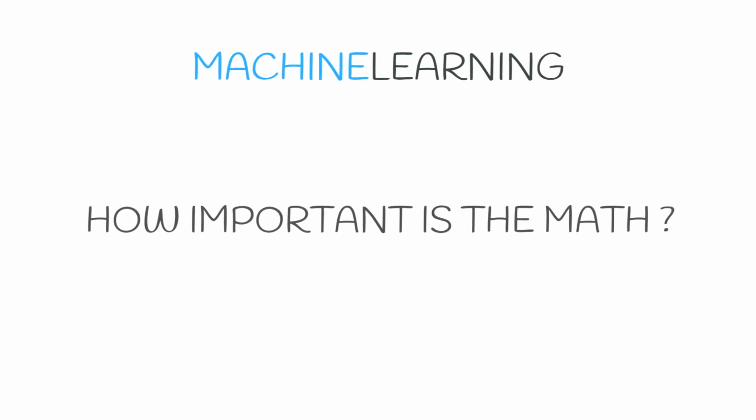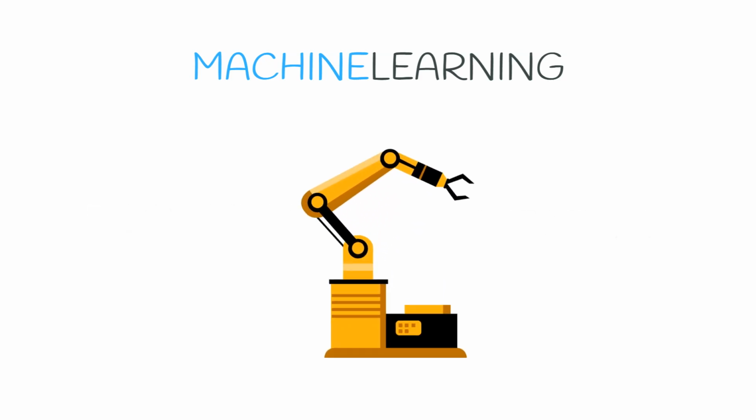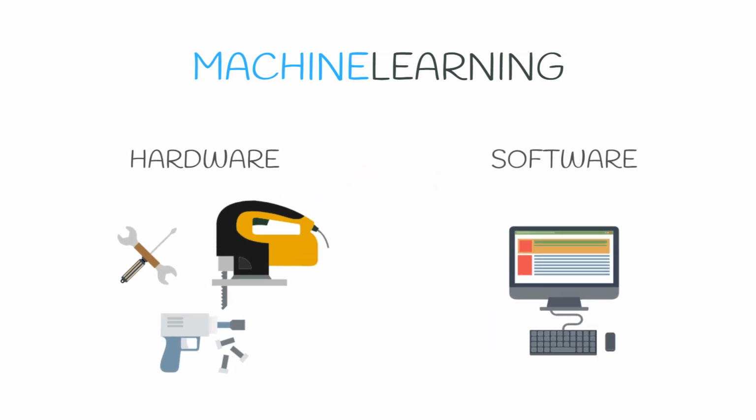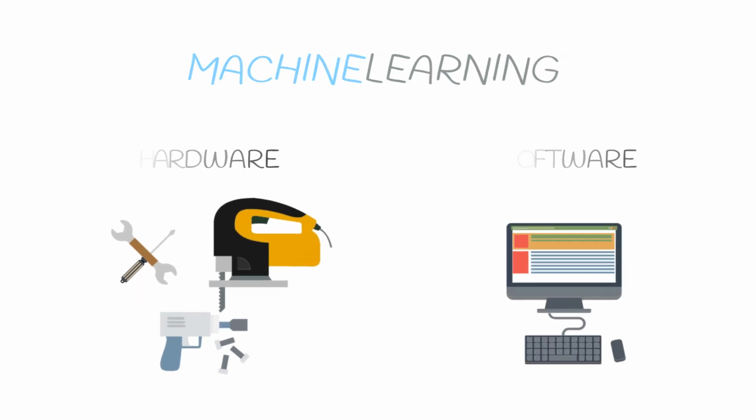One of the most common questions regarding machine learning is how important is it to know the math? To answer this, we will look at an example. Let's say we are building a robot, and to build this, we need many hardware and software tools. We will focus on the hardware tools for this example.